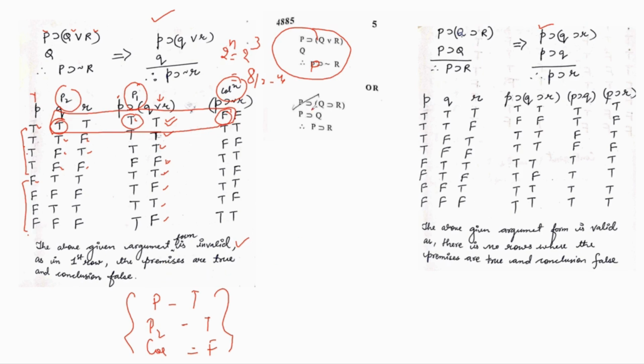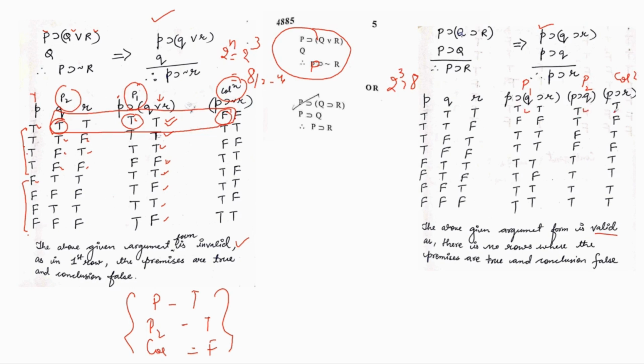And then the next question given is p horseshoe q horseshoe r, p horseshoe q and p horseshoe r. So again, like we did, 2 raised to the power 3, that is 8, similarly you have to solve. And then you can just check the solution, and at the end you have to mention that the above given argument is valid. So in this condition, let's suppose this is your premise 1 and this is your premise 2 and this is the conclusion.